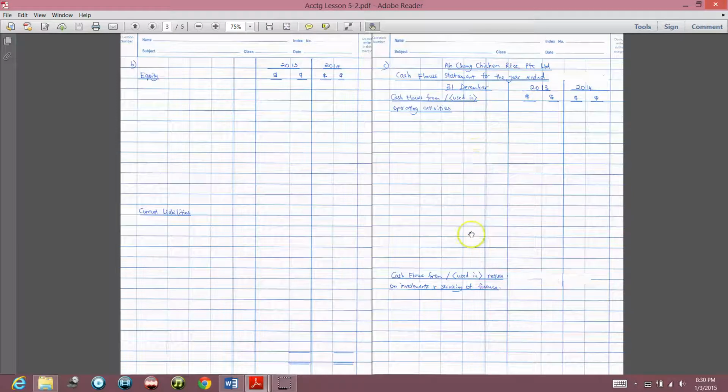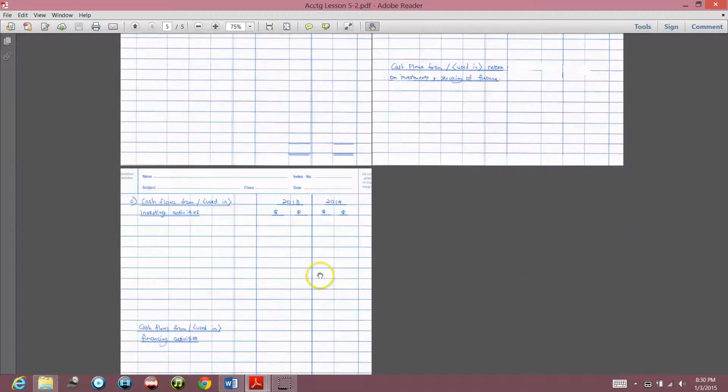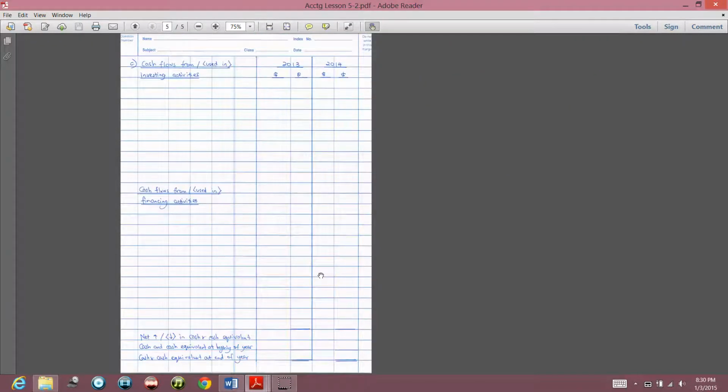About 2/3 of the page, roughly close to 3/4 of the page. Then I put cash flow from slash use in return on investment and servicing of finance, then I underline it. Then the second piece of paper for cash flow statement, I put cash flow from slash use in investing activities. Then cash flow from slash use in financing activities.